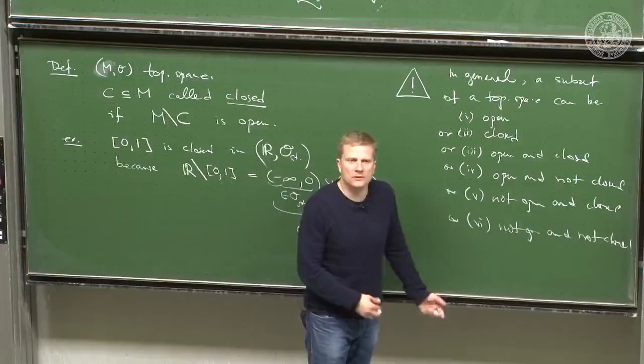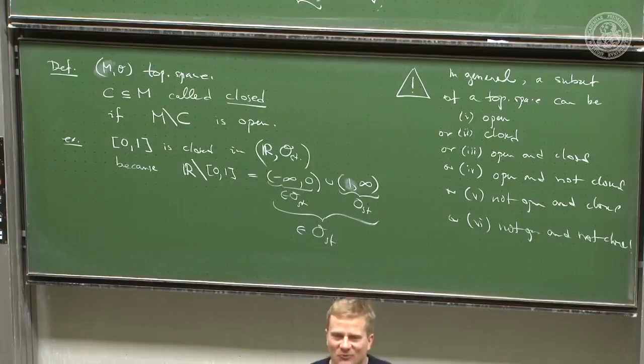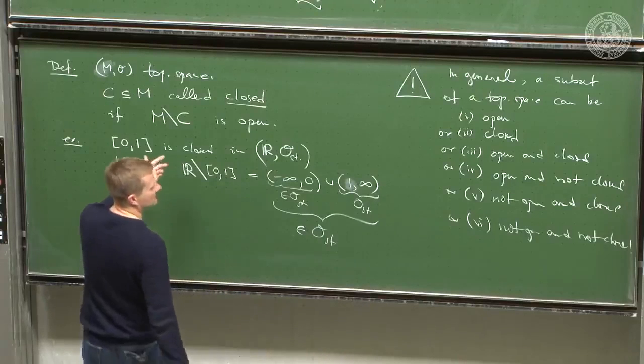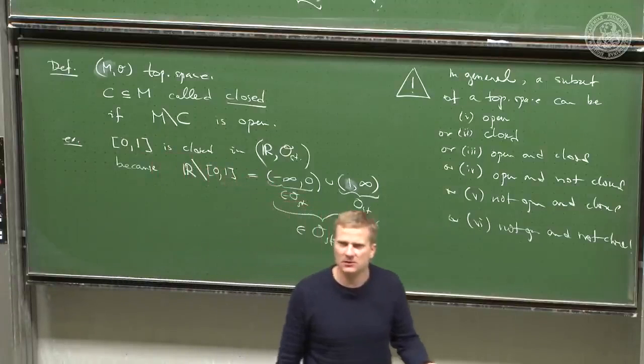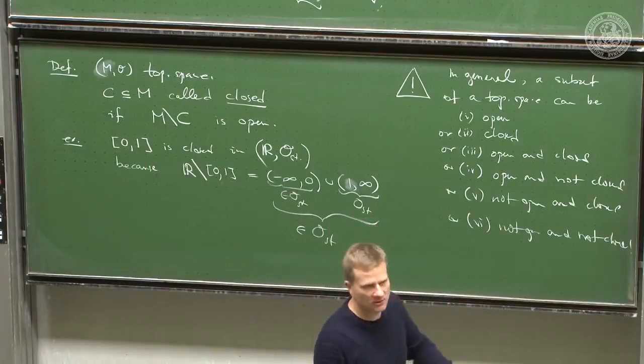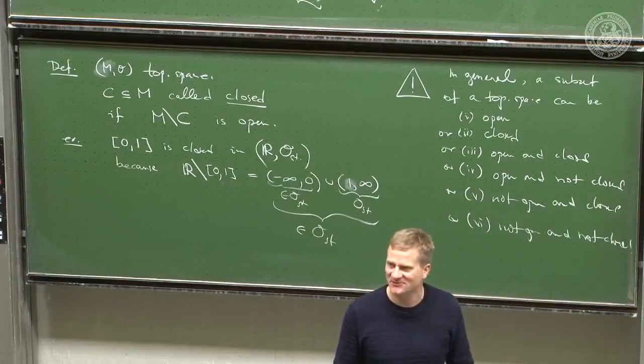Meaning, being open and being closed have actually nothing to do with each other other than via the complement. But you cannot see an open set and then conclude anything about its closedness, or you cannot see a closed set and conclude anything about its openness, or in any of the other combinations.